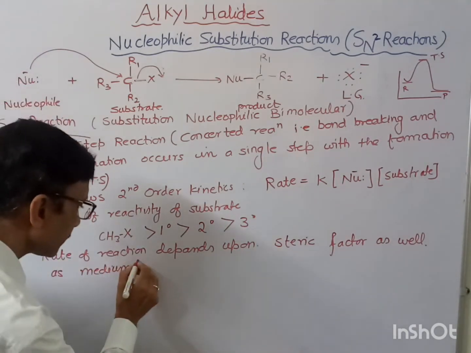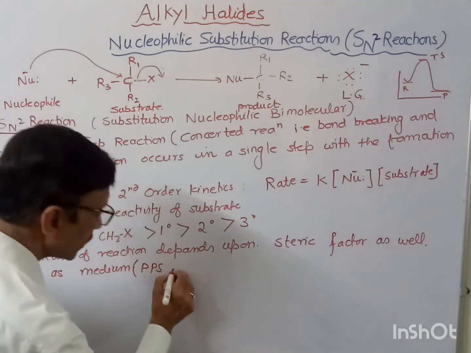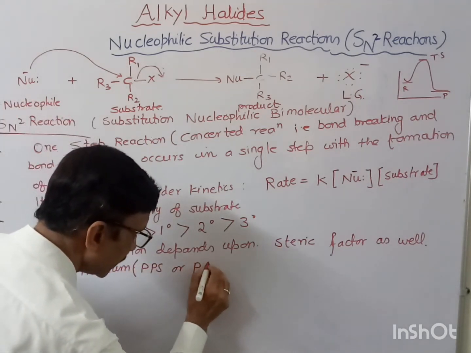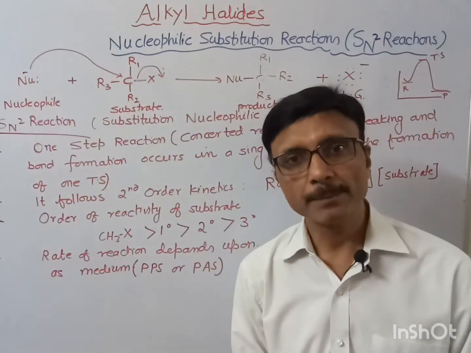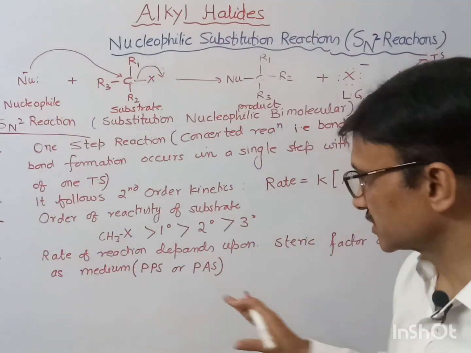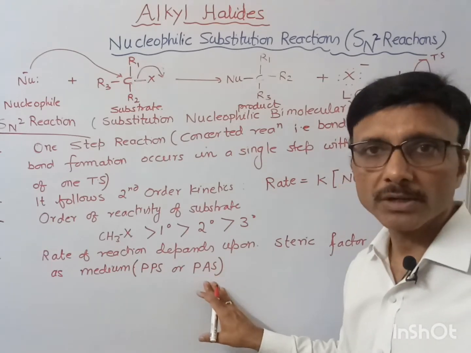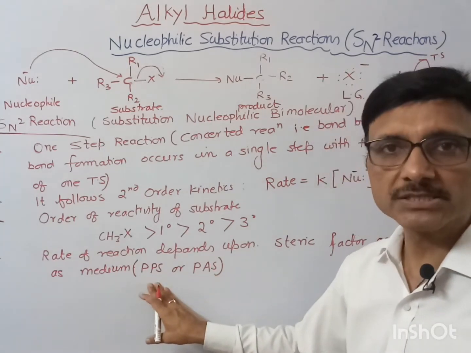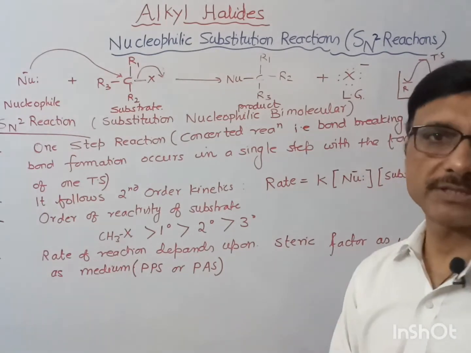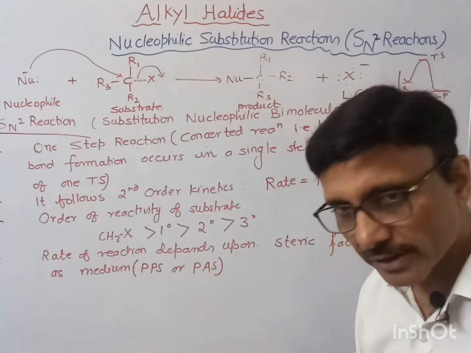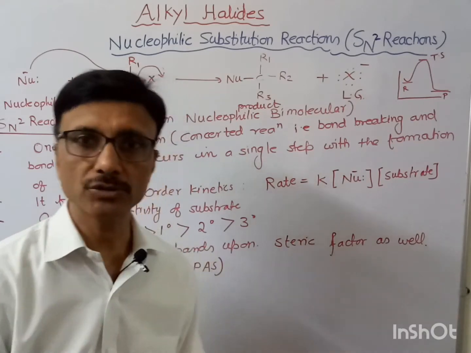That is, the medium may be either a polar protic solvent or a polar aprotic solvent. In my previous lecture, I already discussed what polar protic solvents and polar aprotic solvents are. A polar protic solvent contains a hydrogen atom that is involved in hydrogen bonding. A polar aprotic solvent contains a hydrogen atom, no doubt, but it is not involved in any hydrogen bonding.